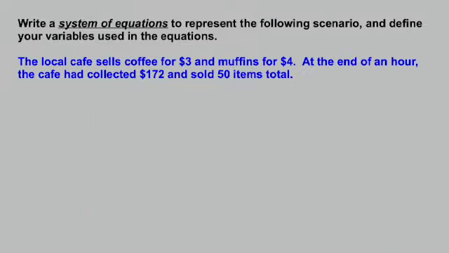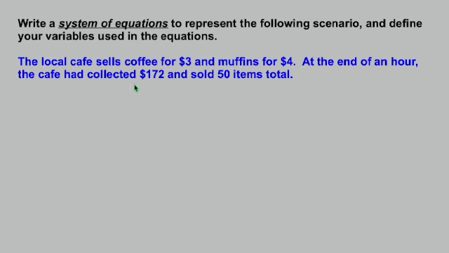Our second word problem is going to be a little bit different. First of all, you can see in the directions up here, it says write a system of equations. So that means we're going to need to write 2 or more equations using the information below. Of course, we also need to define our variables as well.